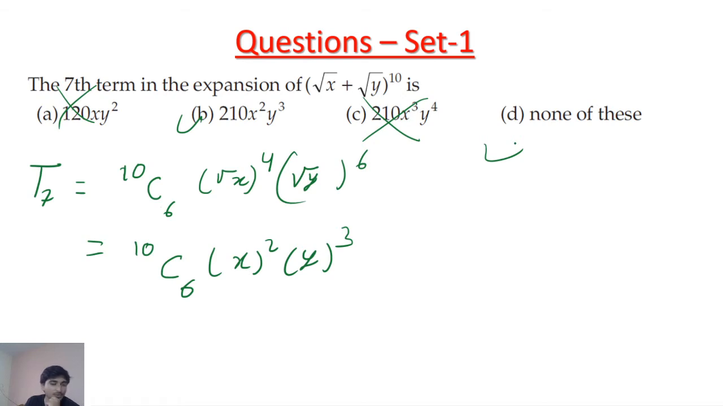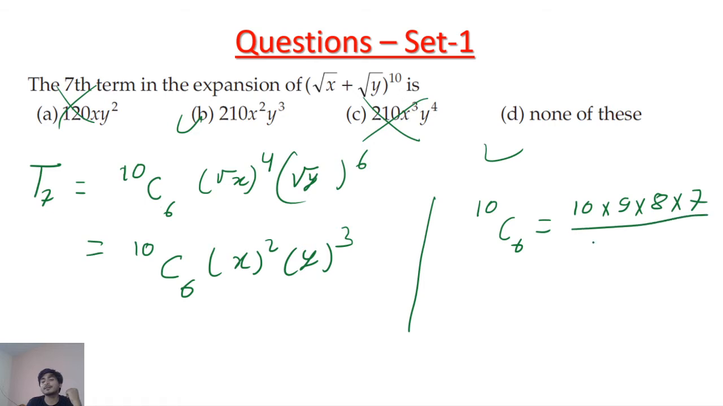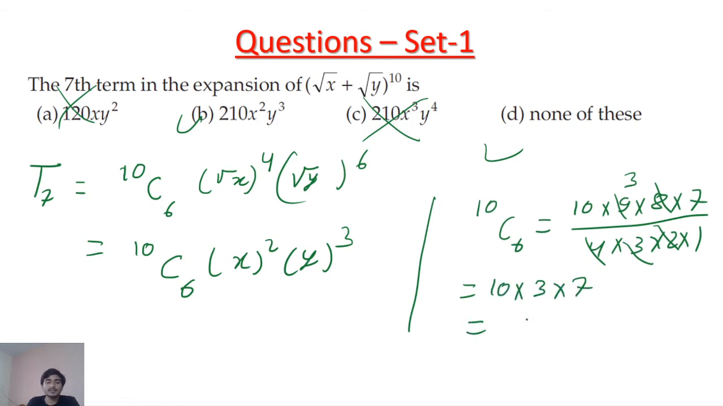B and D, right? So first of all, how can you check B? By checking the value of 10C6. That is 10 into 9 into 8 into 7 divided by 4 into 3 into 2 into 1. So 4 2s are 8, it will cancel. 3 3s are 9, it will cancel. How much is left? 10 into 3 into 7, so it is 210. Is it clear? Shall we move to the next question? Rachit? Yes, correct.